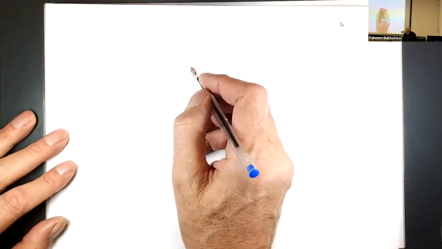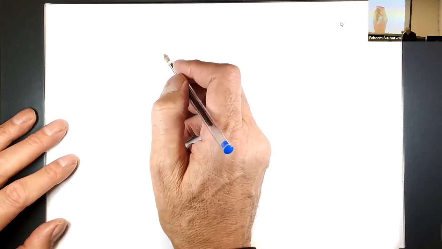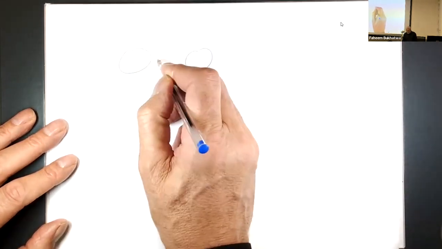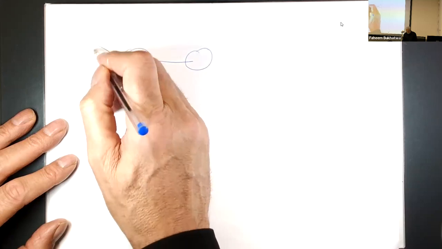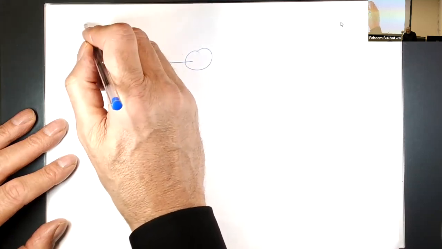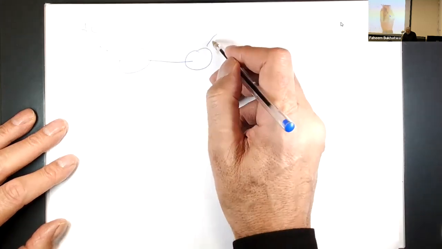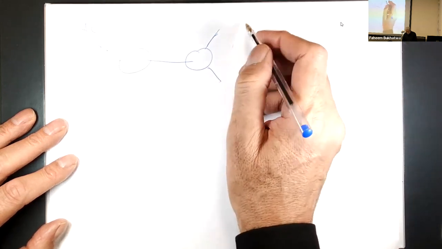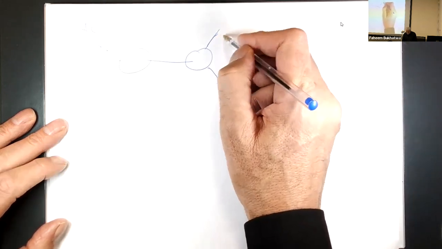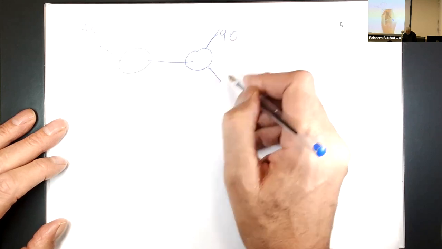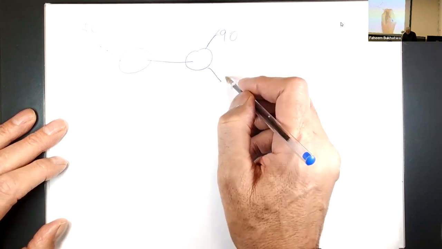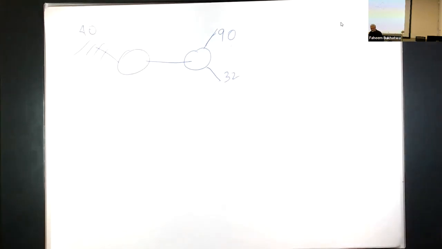Now, let's have a quick subnet addressing exercise with variable size networks. Let's say there are these two routers, and this one has, say, 40 machines. This one has 2 networks. One is, I don't know, 90 machines, and one is 32 machines. Can you work this out in the last 3 minutes for subnetting?